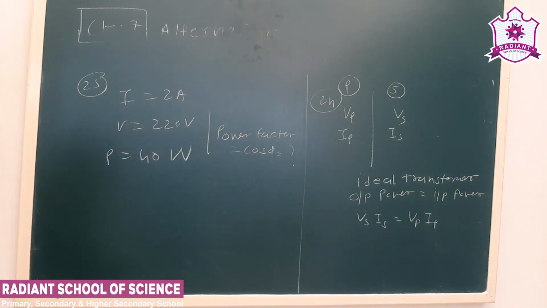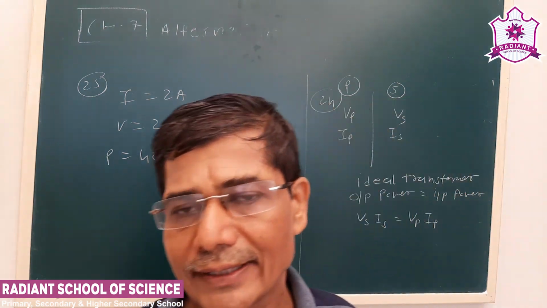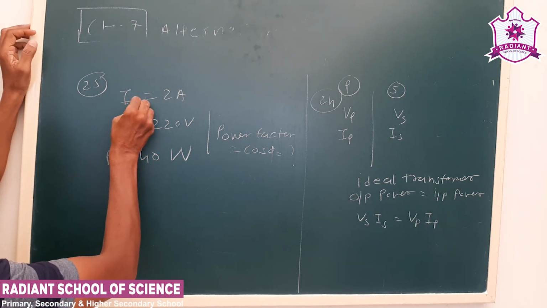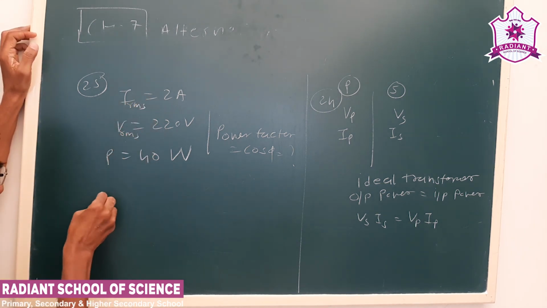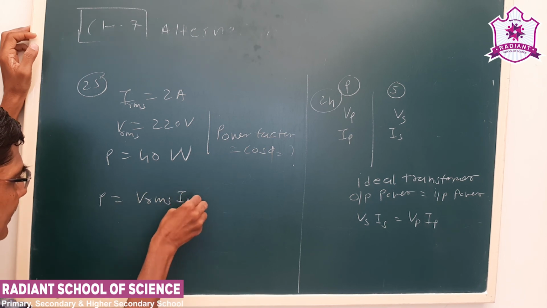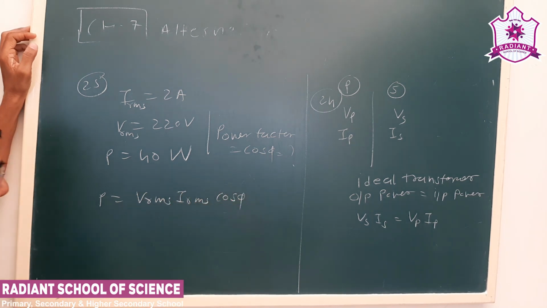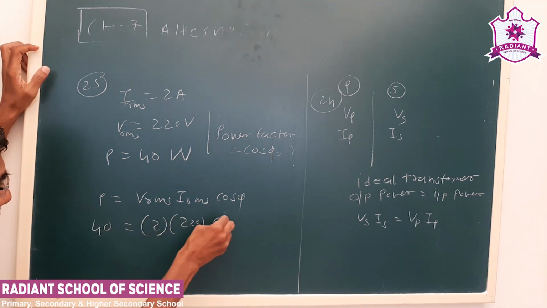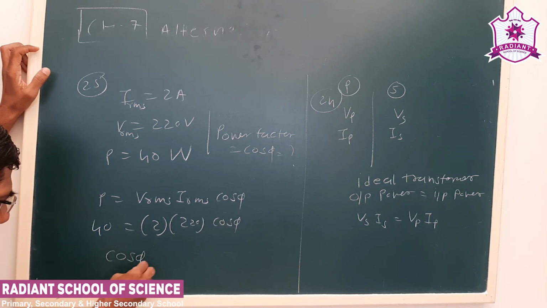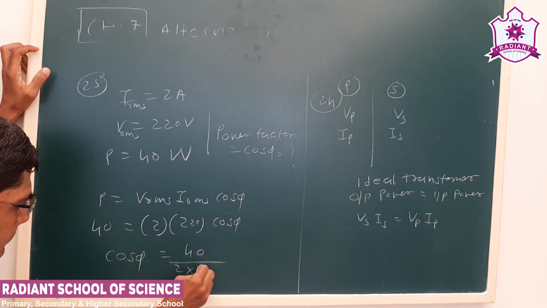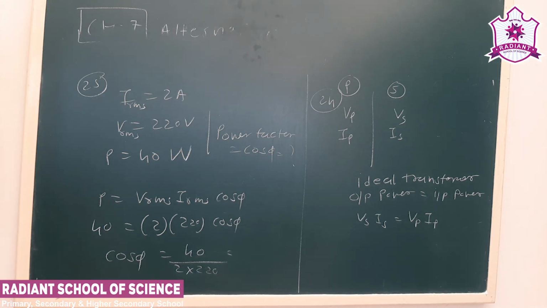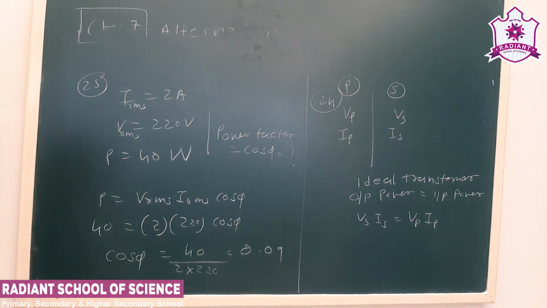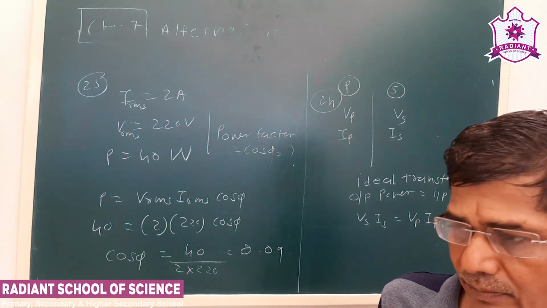Now, unless mentioned, we assume that the current and the voltage in the AC circuit are the RMS current and RMS voltage. So we will take IRMS and VRMS. So power is VRMS IRMS cos phi. Power is 40. So cos phi is our power factor. If we solve, we will get 0.09. So this is how we can calculate the power factor of a given circuit.